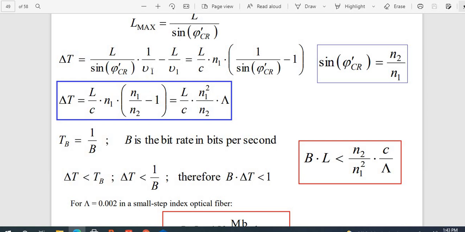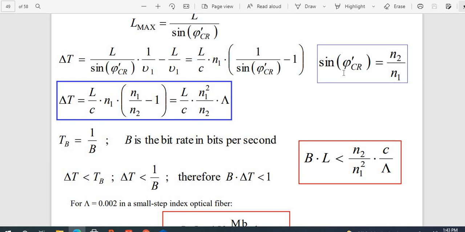So what can I take for this? I can take L by mu 1 common. L by mu 1 I am writing as L by c common, so 1 by sin will be there. L by c or L by mu 1, both are the same, students. So it is 1 by sin phi of CR, for that particular fiber only we are taking.